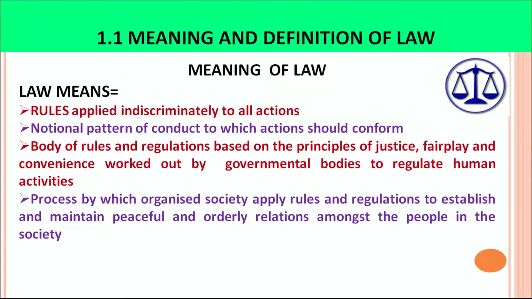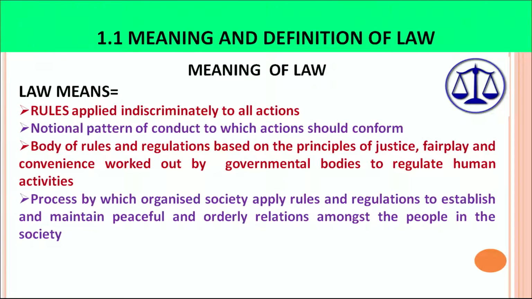The third meaning which can be given, and it is a good definition of the term law, is the body of rules and regulations. So what is law? It is a body of rules and regulations which are based on certain principles like justice, fair play and convenience, and they are worked out, that is, sanctity is given to these rules and regulations by government bodies, to regulate human activities. So it is a fuller definition of the term law: the body of rules and regulations based on the principles of justice, fair play and convenience, which is worked out by government bodies to regulate human activities.